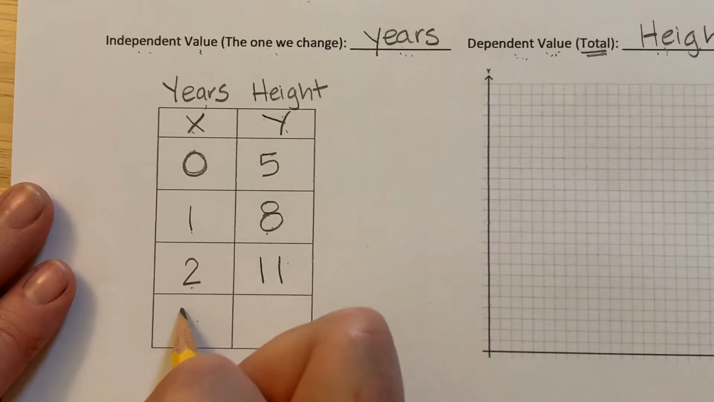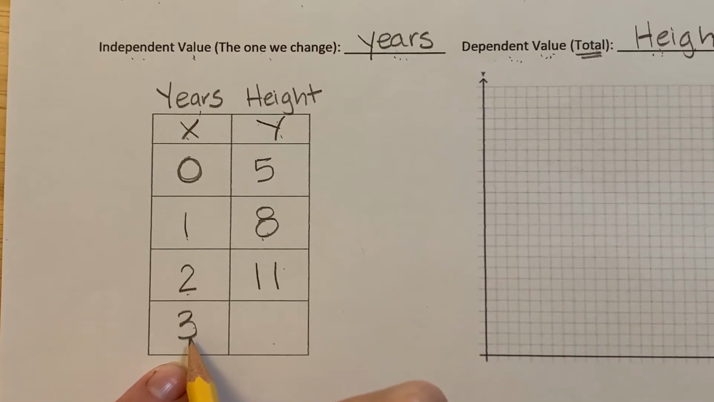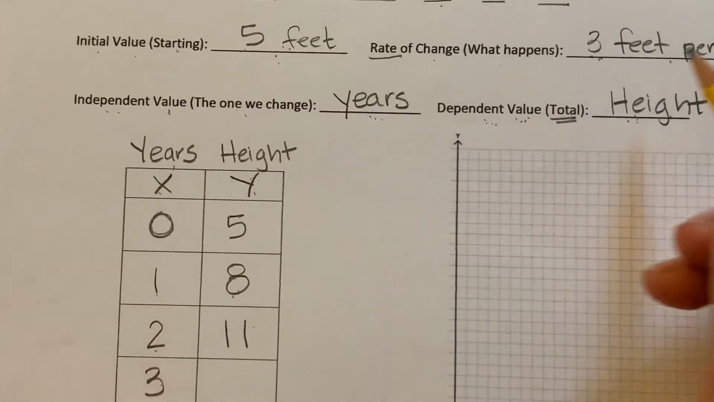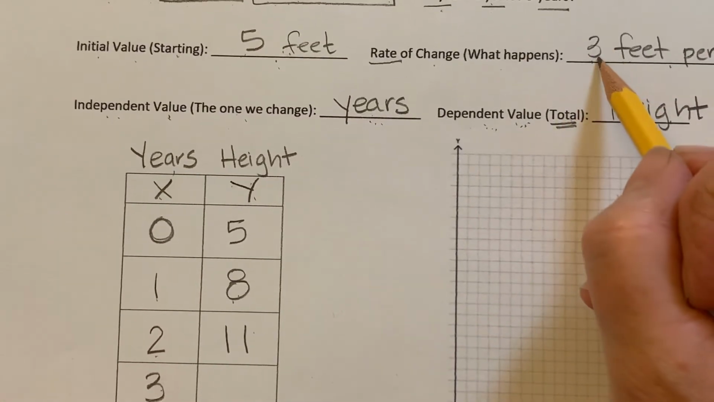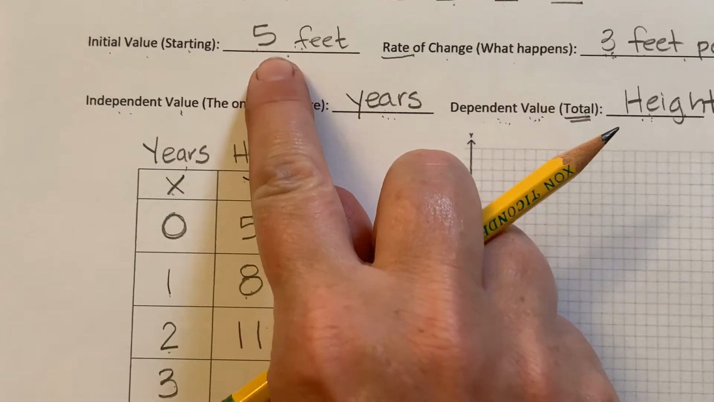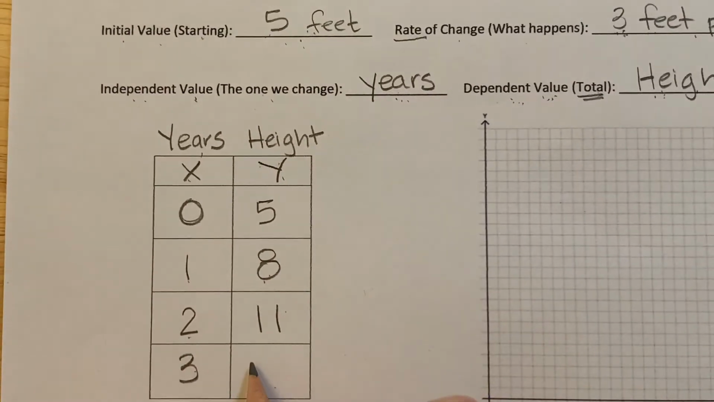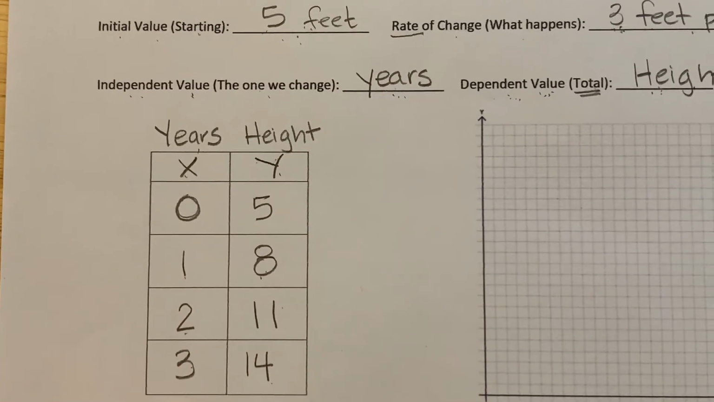So after 3 years, how tall will our tree be after 3 years? Well, each of 3 years, 3 times 3 is 9. So it's grown 9 feet, and it started out at 5 feet. So now it is 14 feet tall.